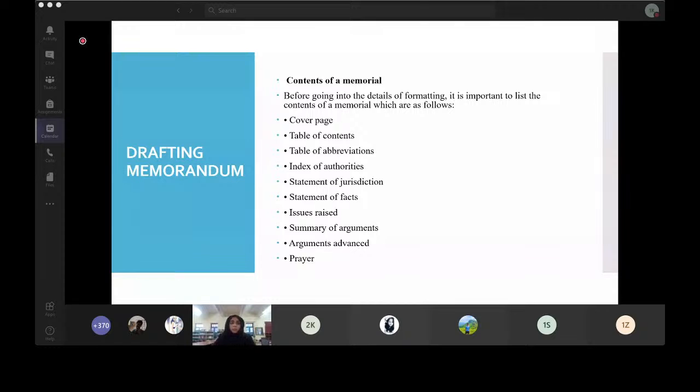Now, a memorandum has the following contents that you can see on your screen. That is the cover page, table of contents, abbreviations. These may vary in some of them, but this is a standard that most moot competitions follow.